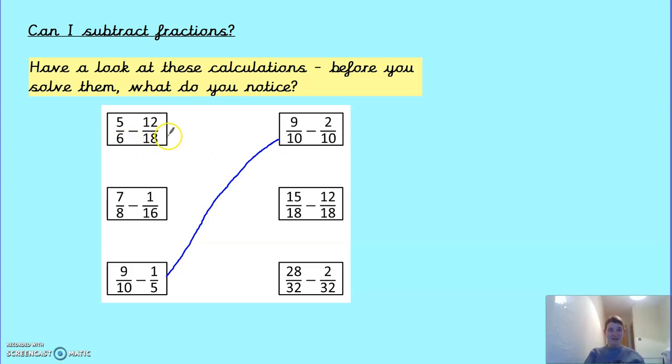5/6 take away 12/18. If I multiplied this first one, the bottom and the top, by 3, I'd end up with 15/18 to take away, which means this one over here could have turned those both into 16ths, but here we've changed them into 32ths. Okay, so hopefully you've seen those links, and it's all about just making sure you've got the same denominator, and then you can just subtract the numerator.